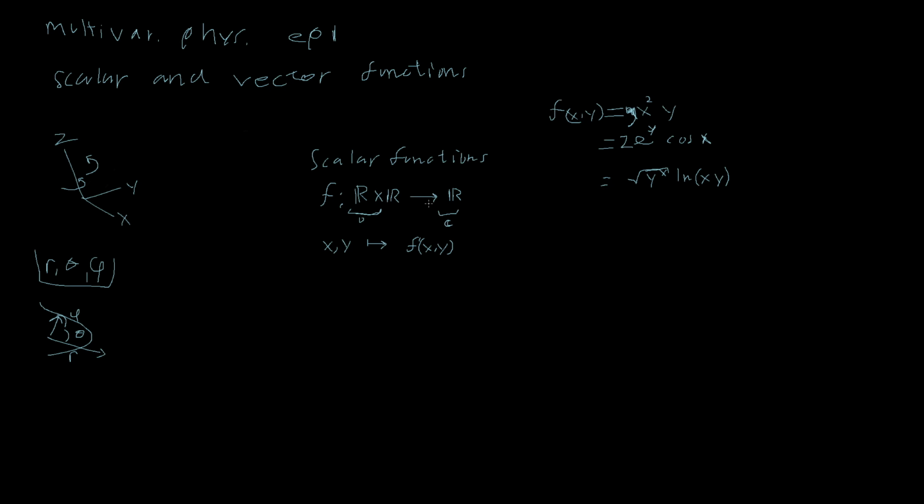And so these are scalar functions, as opposed to vector valued. These are often called scalar valued and vector valued functions. Vector valued functions are functions that take a vector, in this case a vector of 2 parameters, and they return a vector in something.